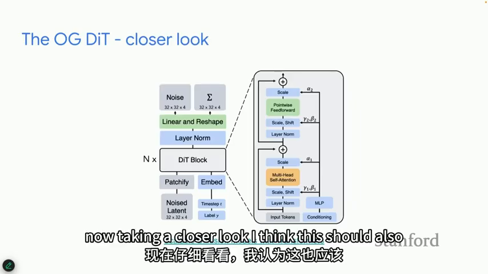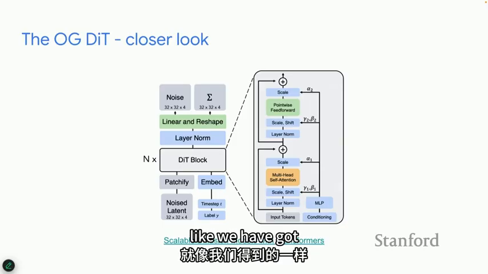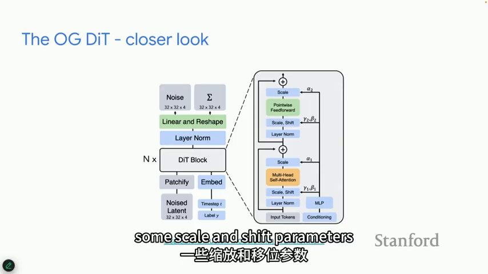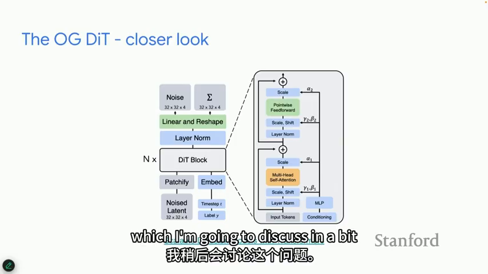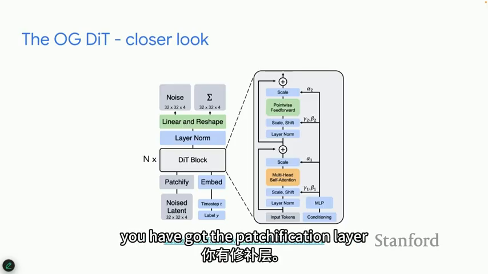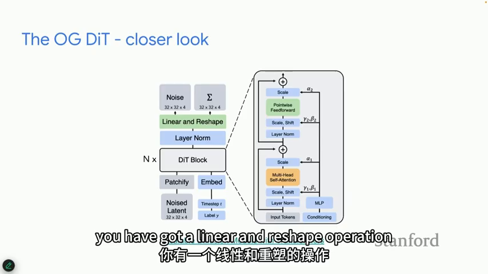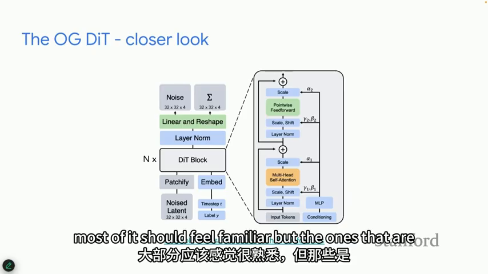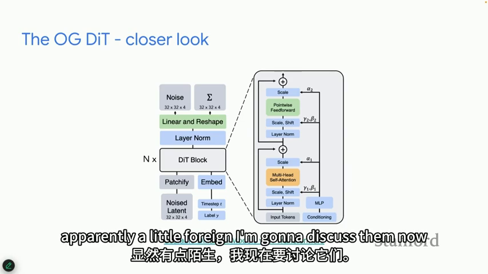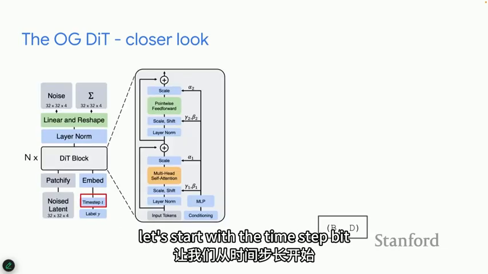Now, taking a closer look, I think this should also feel very familiar, apart from a few mods here and there. Like, we have got some scale and shift parameters, which I'm going to discuss in a bit. But the rest of the blocks, like, you have got the same layer norm, you have got the patchification layer, you have got some embeddings and so on, and then you have got a linear and reshape operation. So most of it should feel familiar, but the ones that are apparently a little foreign, I'm going to discuss them now. So yeah. Let's start with the time step bit.